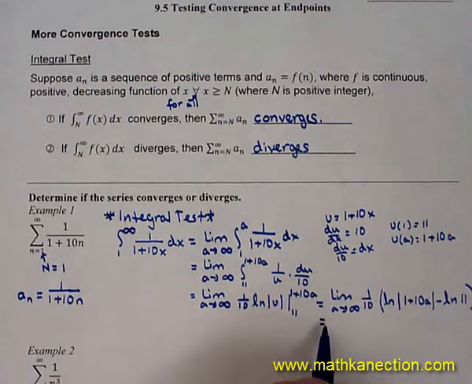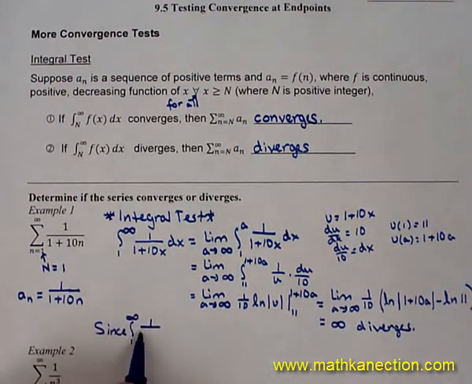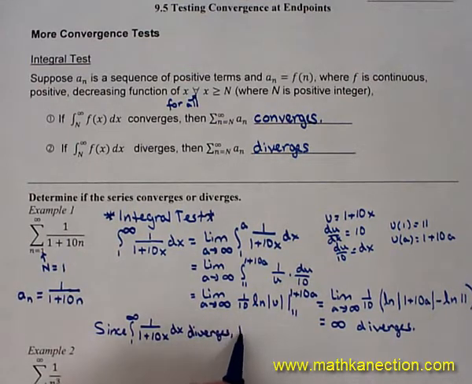And as a goes to infinity, this limit goes to infinity, so that diverges. So since the integral diverges, then the series will also diverge.